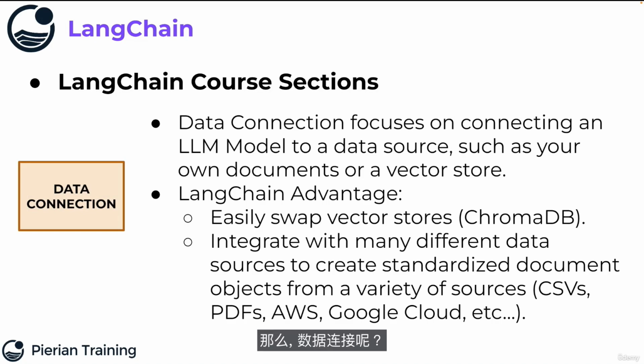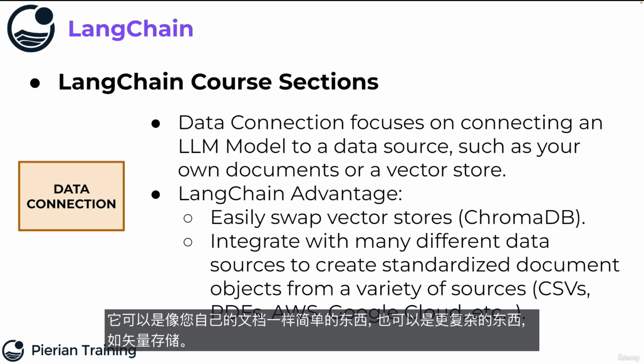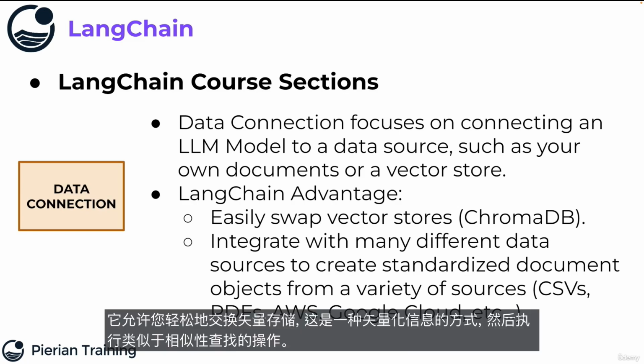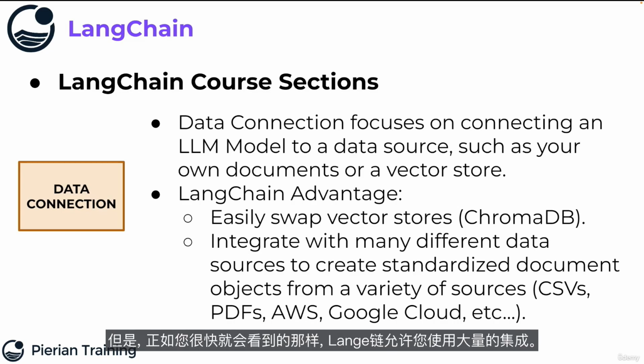Now what about data connection? Data connection focuses on connecting those large language models to some sort of data source. It can be something as simple as your own documents or more complex like a vector store. So what's the LangChain advantage? It allows you to easily swap vector stores, which is a way of vectorizing information and then performing things like similarity lookups. In this course, we use the open source ChromaDB or Chroma database for vector storage, but as you'll soon see, there are a ton of integrations that LangChain allows you to work with.